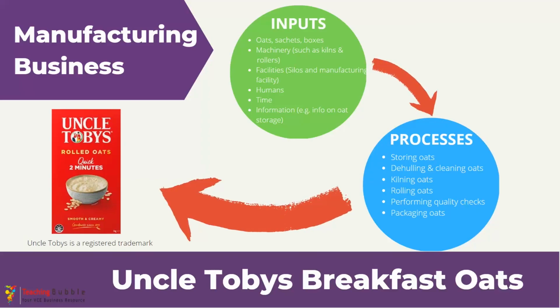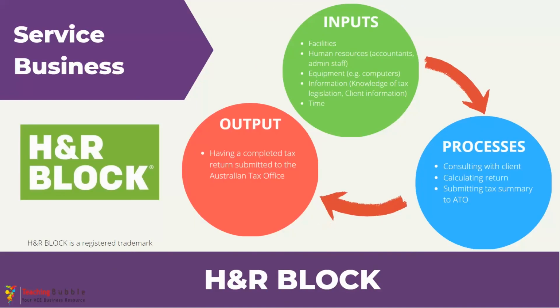So that's a manufacturing business. Let's look at a service business example. For example, H&R Block, which provides an accounting service and tax advice to customers. Now, inputs would include, again, the facilities and the human resources, and it may rely more heavily on the human resources here for the accountants to do the work and the admin staff. Could be any equipment or information. Now, the information would include the tax legislation as well as information from the clients and time for the consultation. Processes, well, they would be consulting with the clients and calculating tax returns and then submitting the tax summaries to the Australian Tax Office.